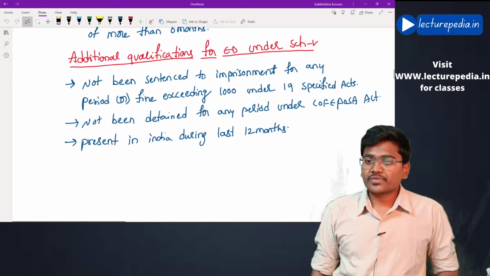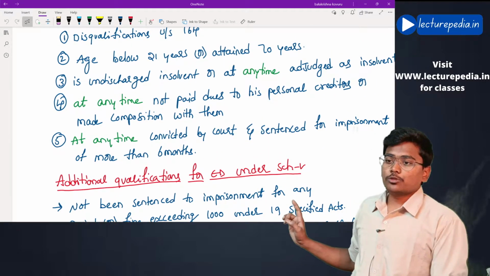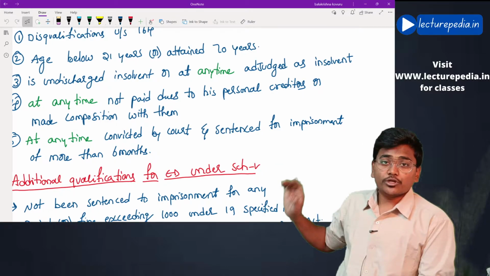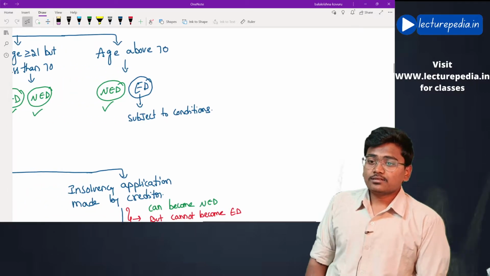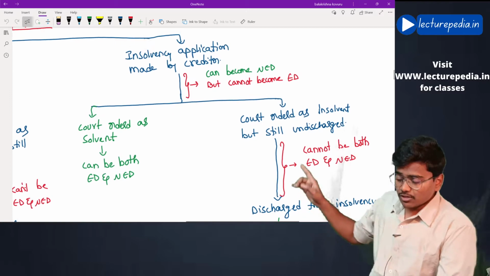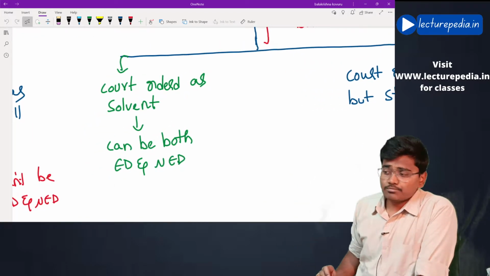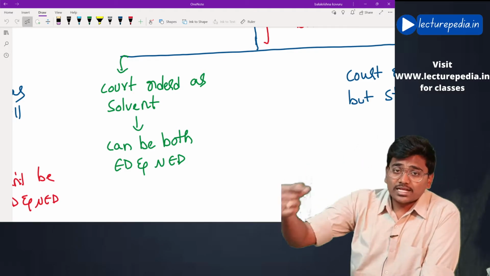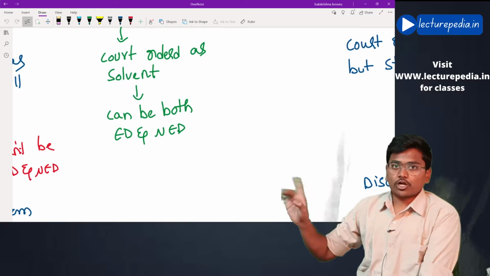If you see here, the fourth point: at any time not paid dues to his personal creditors or made composition with them. If he has not paid the dues, then he cannot be appointed as executive director. Till what time? Till the court has passed the order. Now, the court has passed the order that such person is not insolvent, such person is solvent only. Once the court has passed such order, from that date he can be appointed as both executive and non-executive.